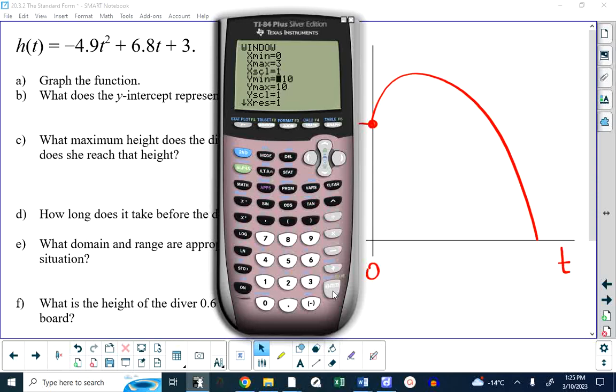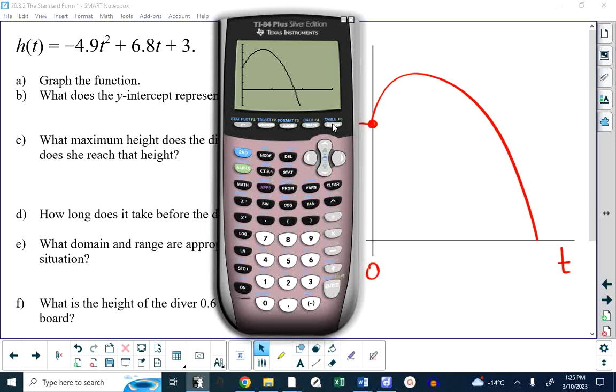For y, I'm going to tell you whenever you set up your y window settings for an application, don't start at 0, start below 0. You're going to see why in a minute. I'm going to go from negative 2 to 6 meters. Not from 0 to 6, from negative 2 to 6. And when I go graph, well, I did pretty good. She's not even in the air for 2 seconds.